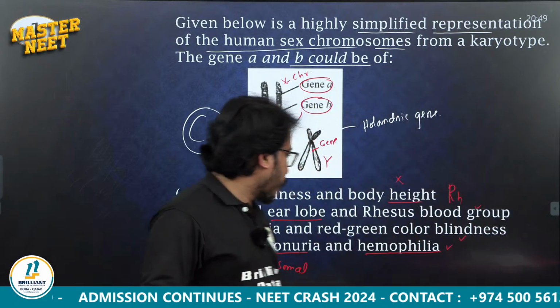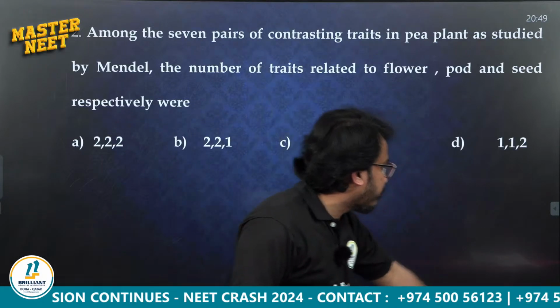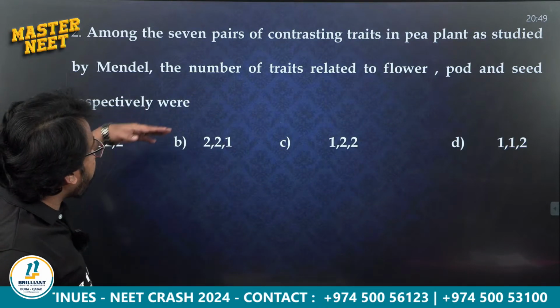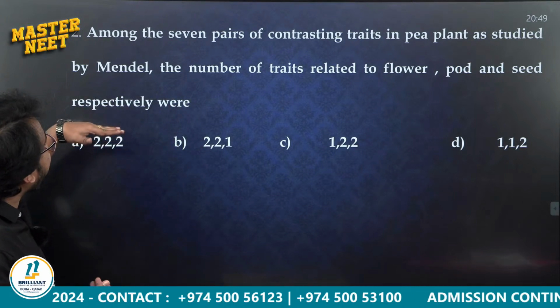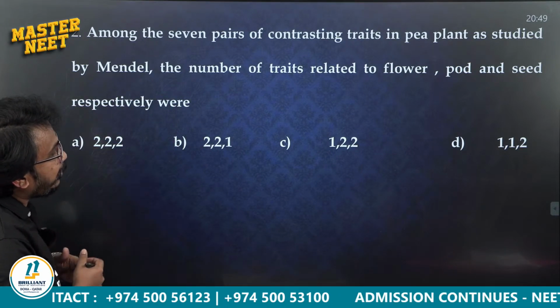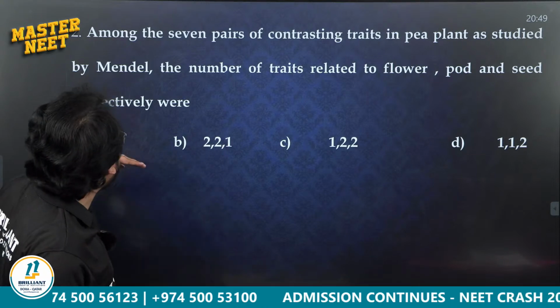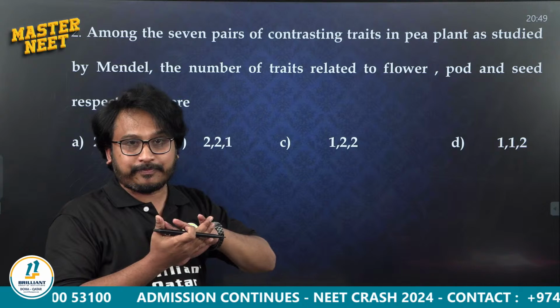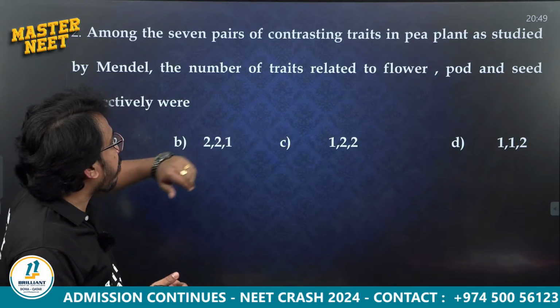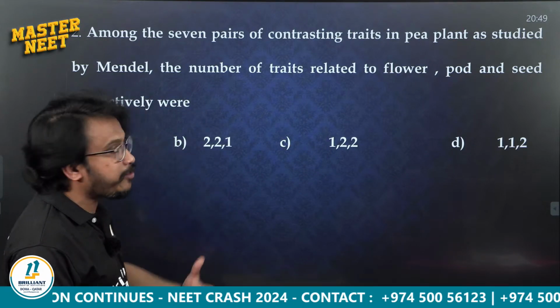We'll be starting with the next question from Principles of Inheritance. Among the 7 pairs of contrasting traits in a pea plant, as studied by Mendel, the number of traits related to flower, pod, and seed respectively were. So how many characters are coming from flower? How many characters are coming from pod? How many characters are coming from seed?